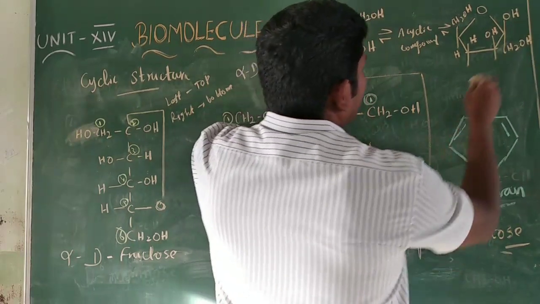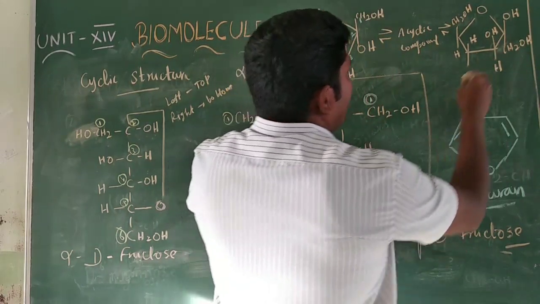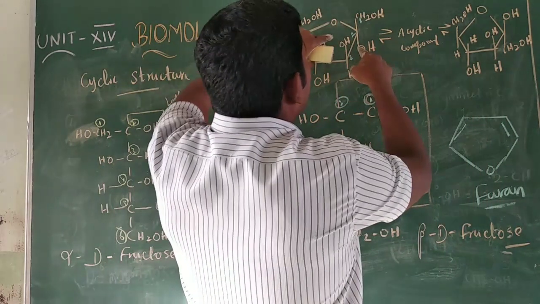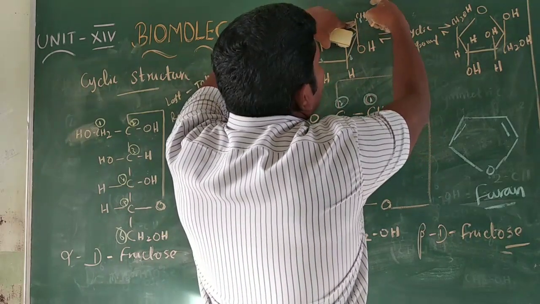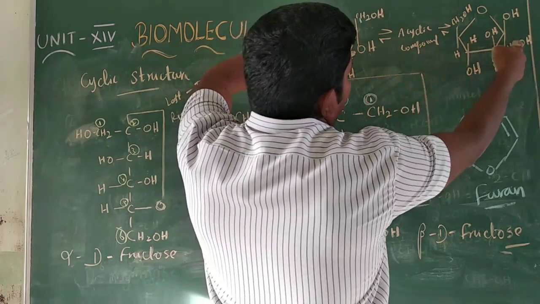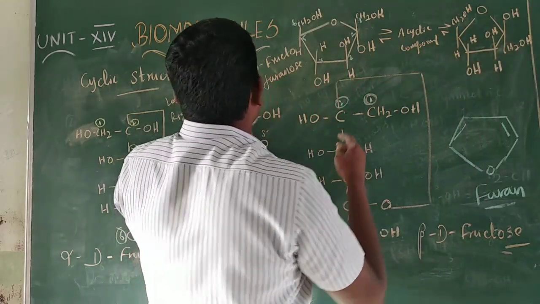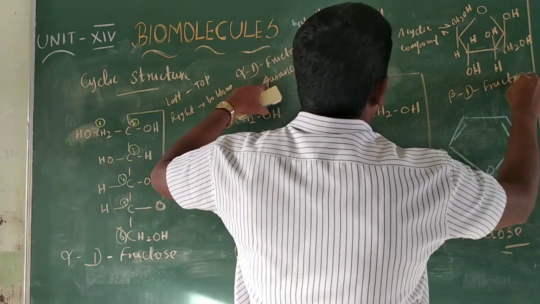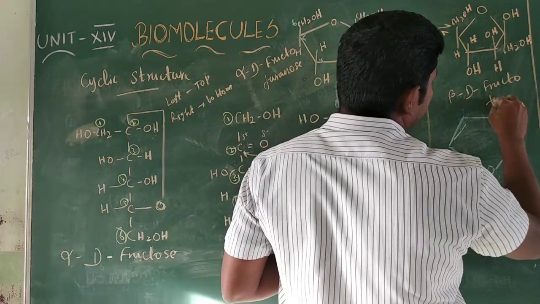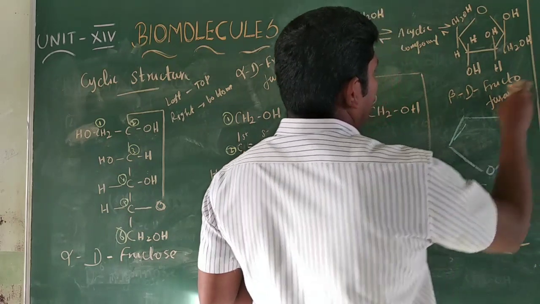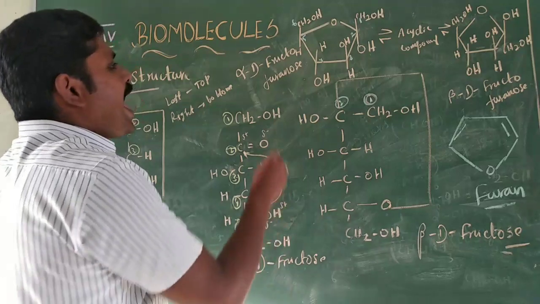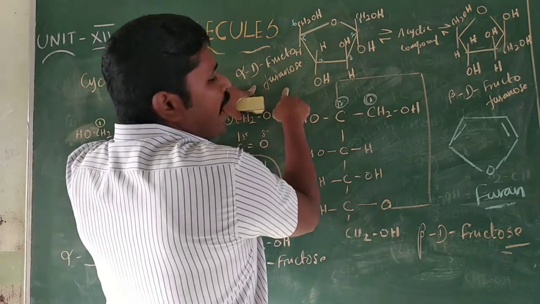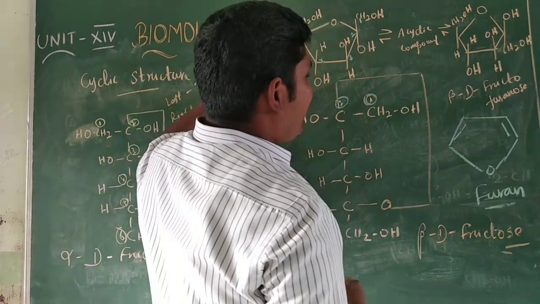CH2OH, next H and OH, H and OH. So the CH2OH and OH are changed in the two structures. This is beta fructofuranose. Both are anomeric structures: one is the alpha anomeric structure and the other is the beta anomeric structure.